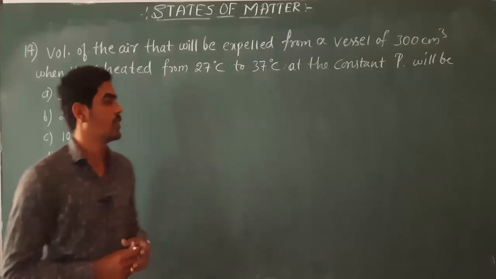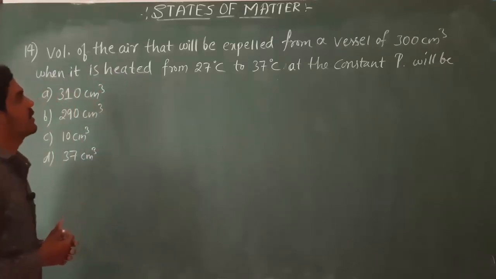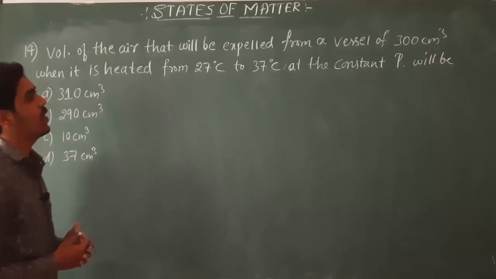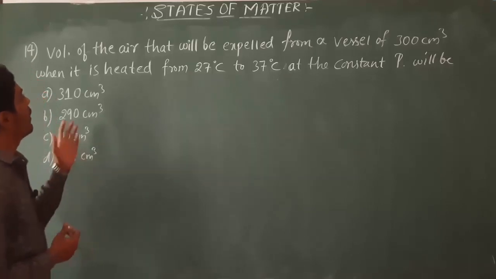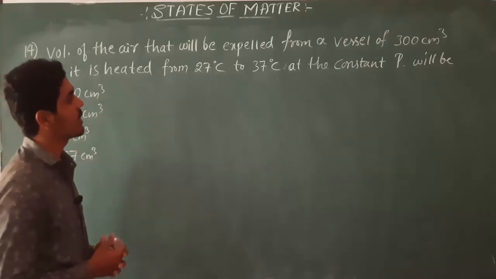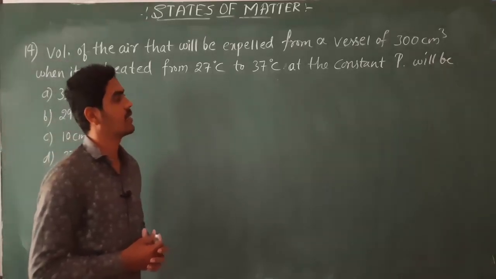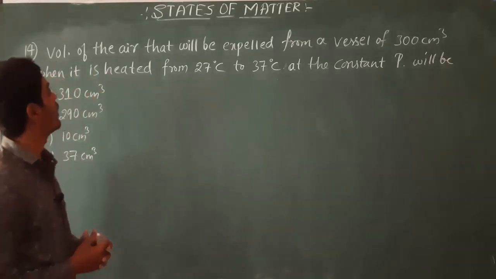The 14th question. Volume of the air that will be expelled from a vessel of 300 cm cube when it is heated from 27 degrees Celsius to 37 degrees Celsius at constant pressure will be.